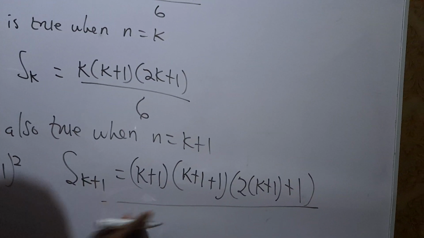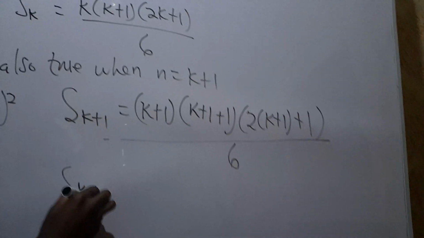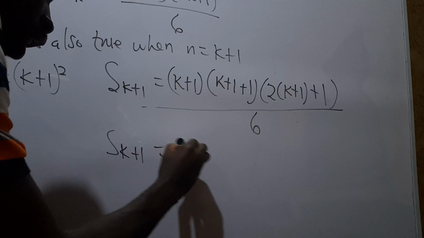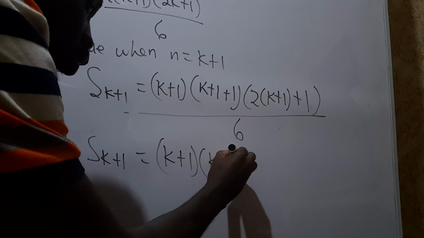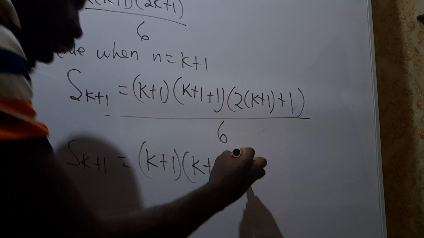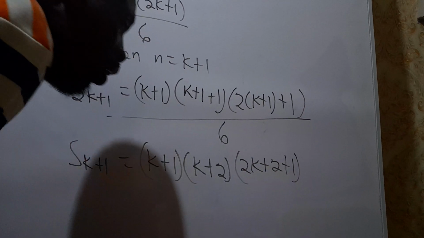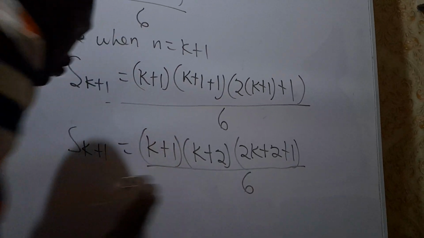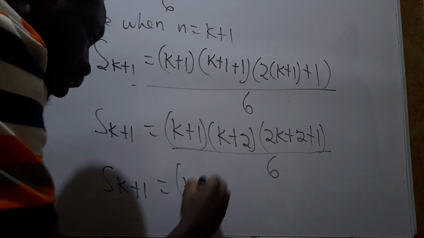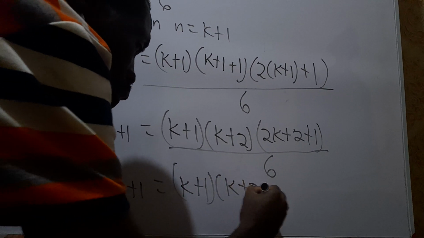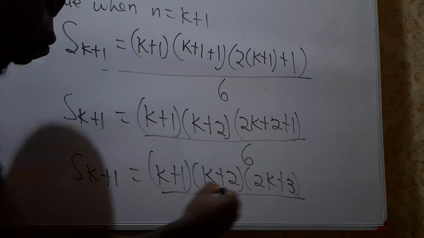All over 6. Now let's polish this very well. Our s_(k+1) will be equal to k plus 1, then this will give us k plus 2. Then when we open this bracket, we get 2k plus 2 plus 1, all over 6. So our s_(k+1) will be equal to (k plus 1)(k plus 2)(2k plus 3) all over 6.